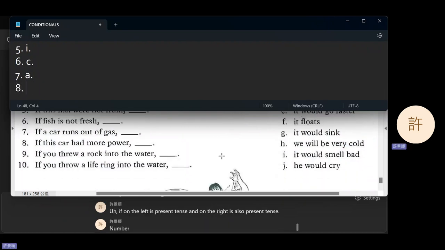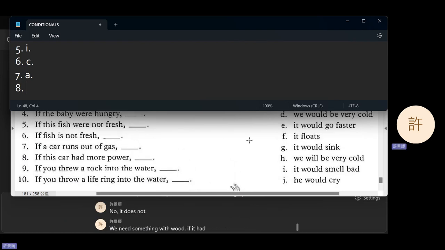Number 8. If this car had more power. So does it have enough power? No, it does not. We need something with would. If it had more power, E, it would go faster.